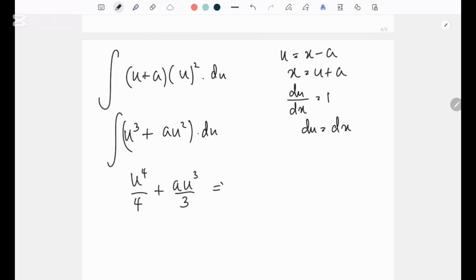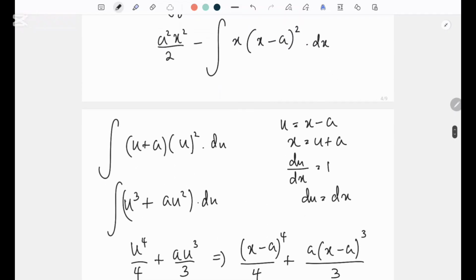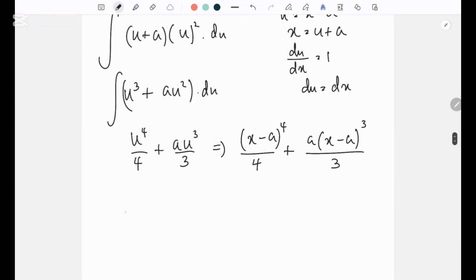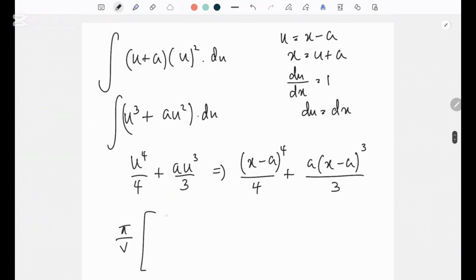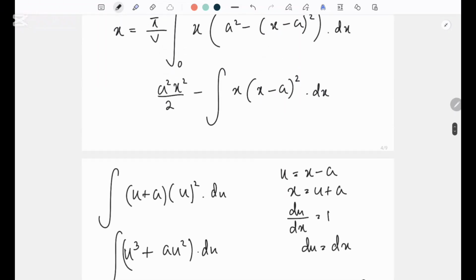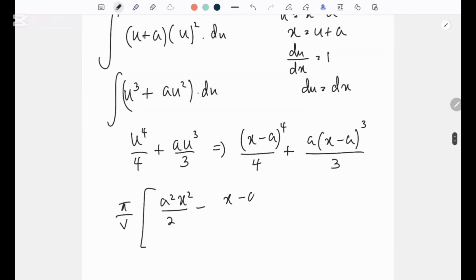Now let's put in our substitutions back. So we have (x minus a) to the power 4 over 4 plus a into (x minus a) to the power 3 over 3. So then our answer is pi over v, right, into a squared x squared over 2 minus (x minus a) to the power 4 over 4 minus a into (x minus a) to the power 3 over 3.